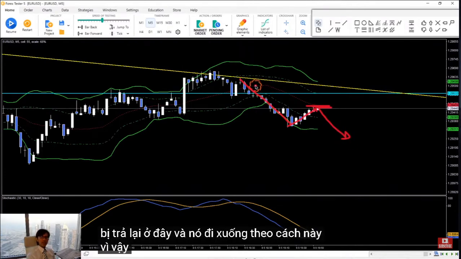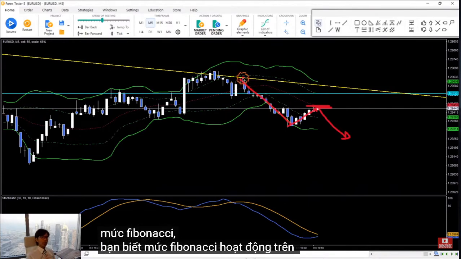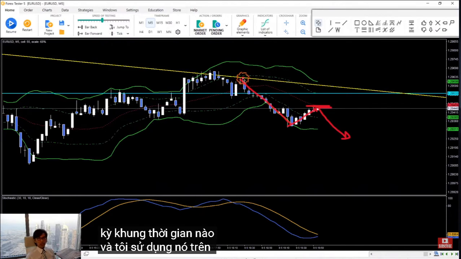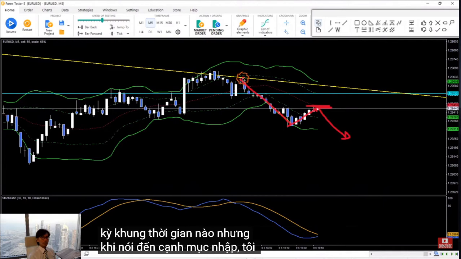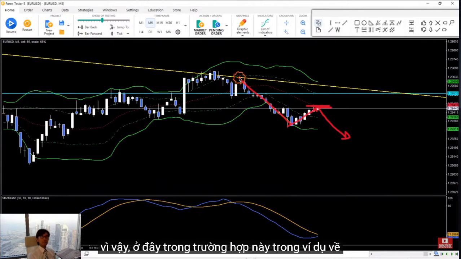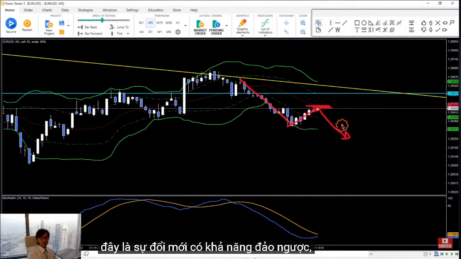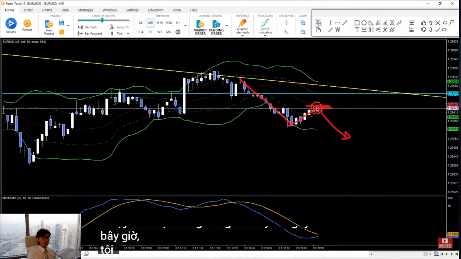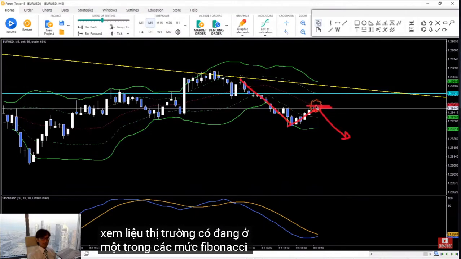So in this 5-minute chart, I draw the Fibonacci level. You know, Fibonacci level works on any time frame, and I use it on the daily chart or any time frame, but when it comes to the entry edge, I use it based on the 5 or 15-minute time frame. So in this example of the 5-minute chart, this is potentially the reversed N wave. If the market is moving right now, I draw the Fibonacci level and see if the market is at one of the Fibonacci levels now.